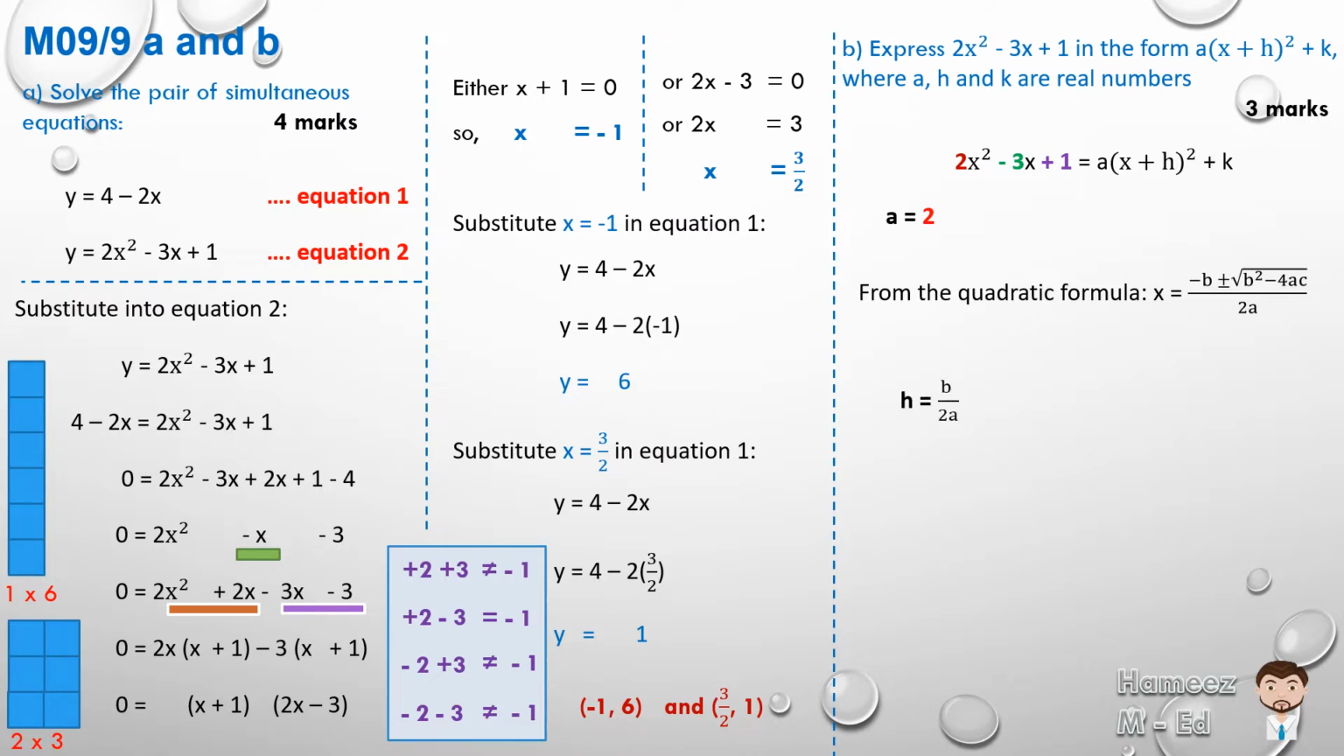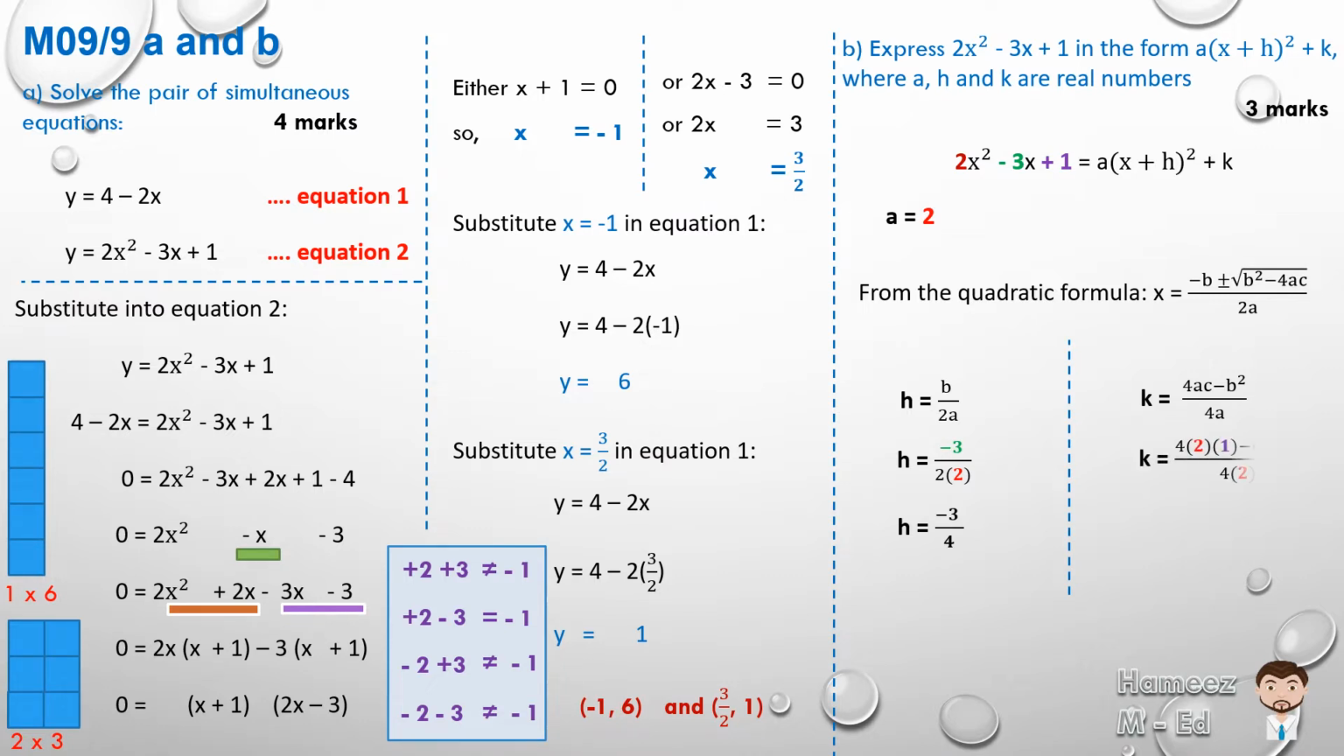So h, which is what we want to find, is equal to b on 2a. And we can just simply substitute. h is equal to minus 3, that's b, over 2 times 2, because we got a already. So h is equal to minus 3/4. And if you want to find k, let's look at what's in the square root, b squared minus 4ac. So let's reverse it. 4ac minus b squared all over 4a.